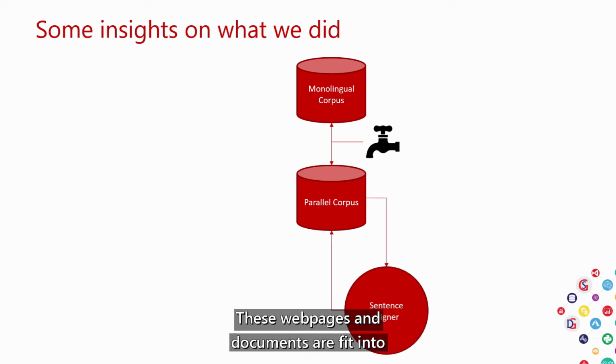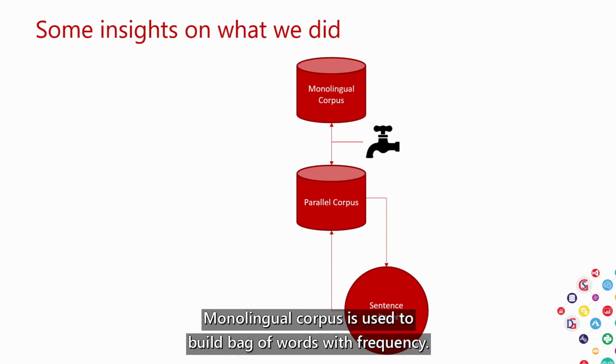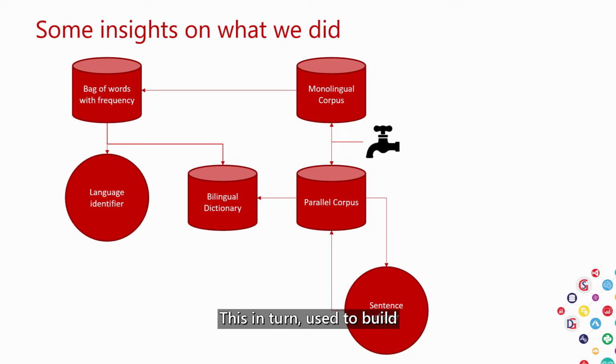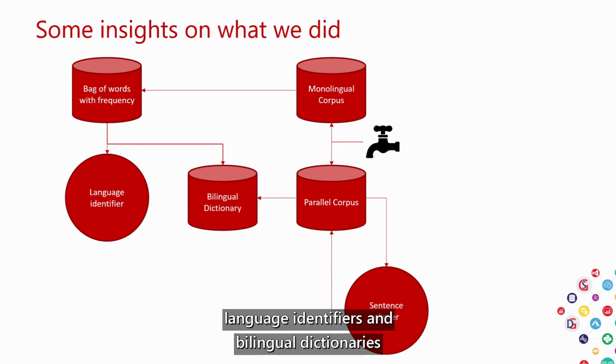These web pages and documents are fed into sentence aligner, which identifies parallel sentences. As we identify more parallel sentences, the sentence aligner is trained again and again till it reaches maturity. Monolingual corpus is used to build bag of words with frequency. This in turn is used to build language identifiers and bilingual dictionaries along with the help of parallel corpus.